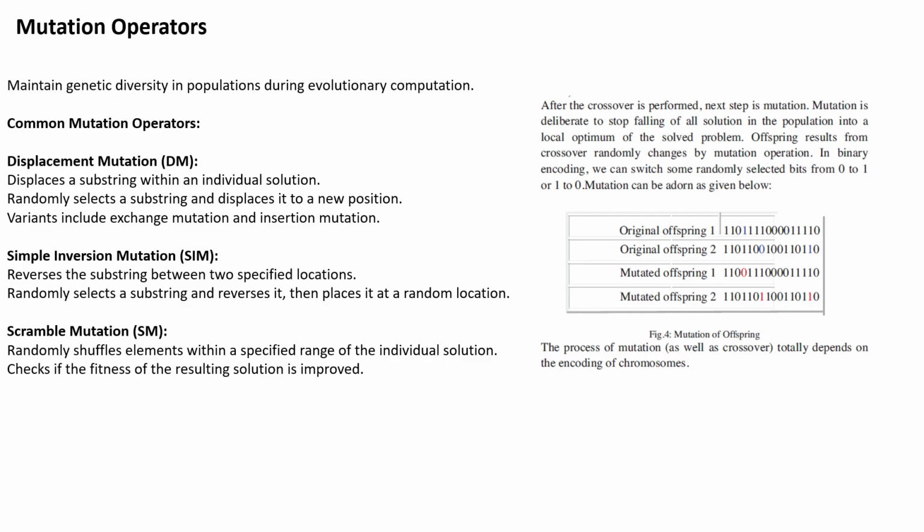There's another mutation called scramble mutation, which randomly shuffles elements within a specified range of the individual solution and checks if the fitness of the resulting solution is improved or not. So basically, it changes the order of the elements and checks the fitness function to see if the resulting solution is improved or not.